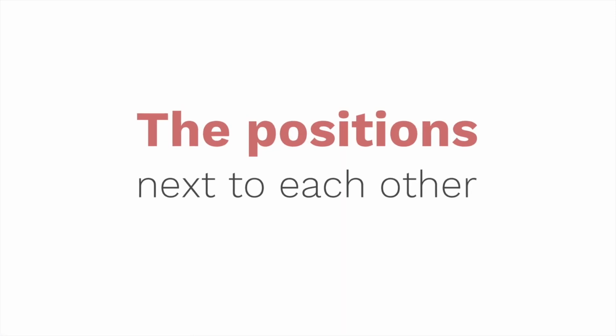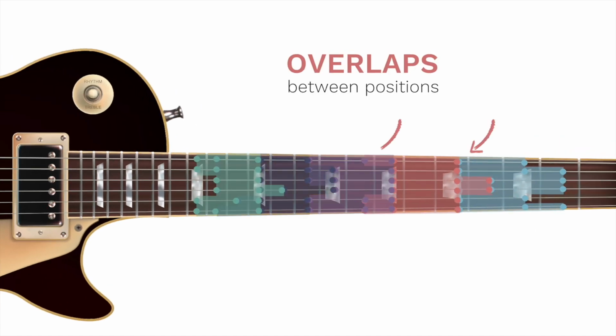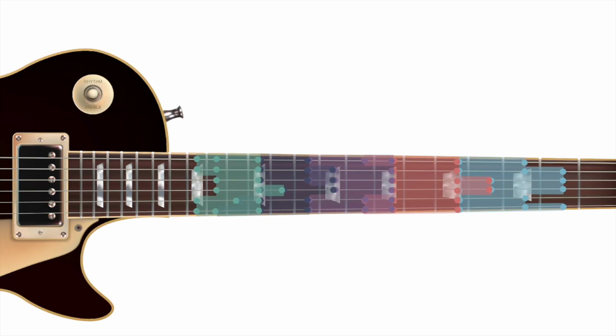Now that we discovered all the positions, let's put them together. As you can see, there are overlaps between them, but that's good news. It means that you have more possibilities to use at those points. How can these positions be used to construct scales that cover the whole neck? It's not difficult at all.